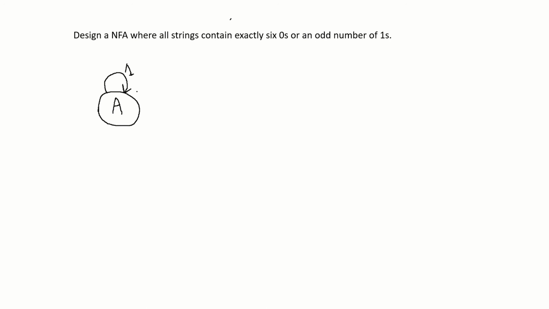But if we get a 0 from this state A, then that will be our first 0 out of the 6 zeros, right? So for that reason we will move to a new state. So for 0 we will go to state B. We needed 6 0, we got 1.